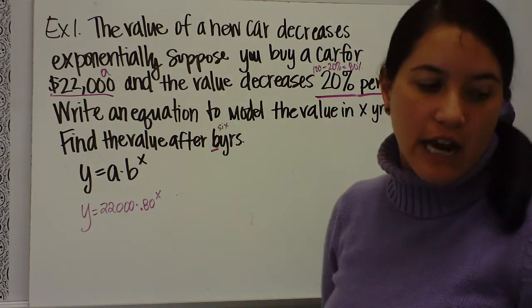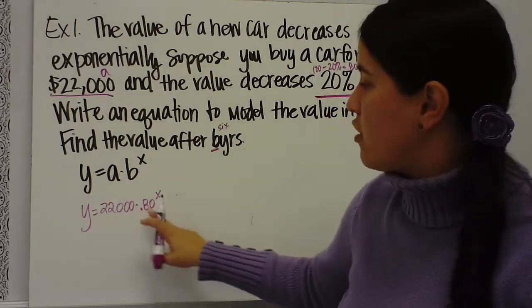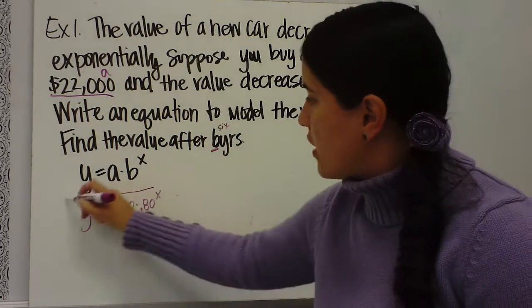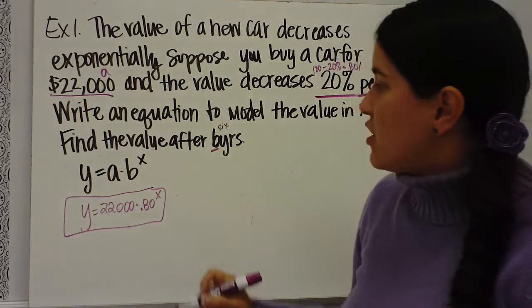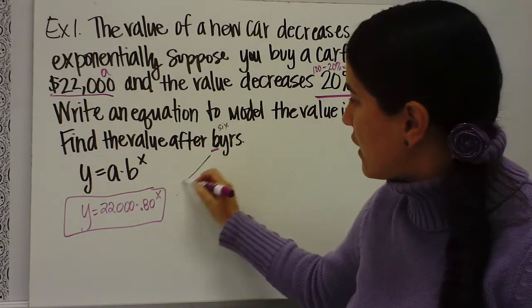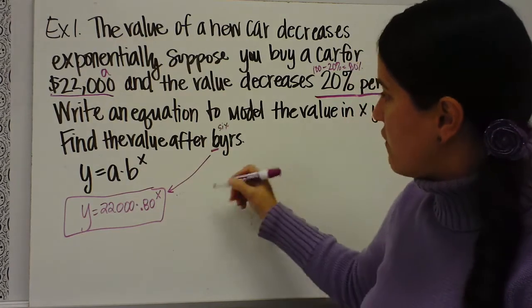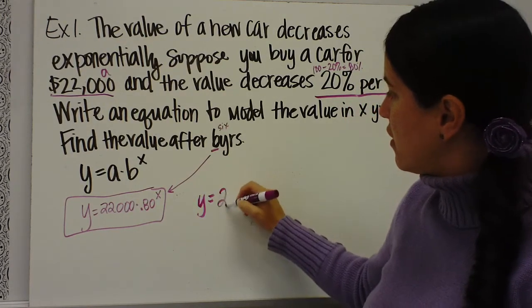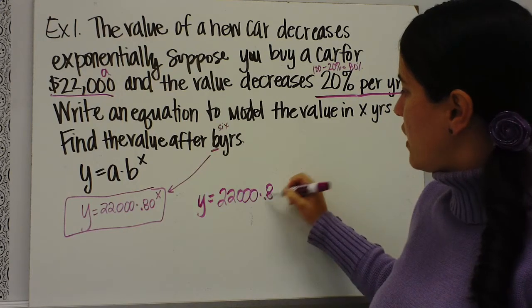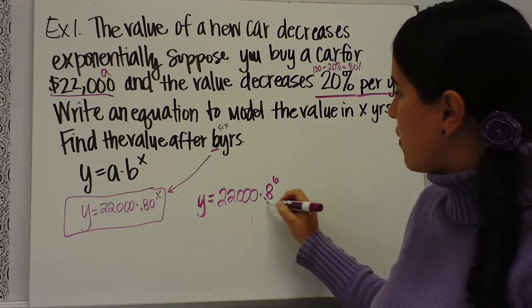All right, so there is our equation. Shows our initial amount, our base, and our value. And here would be your equation. To get the value after 6 years, you would plug a 6 in for X. So to find that value, it would be 22,000 times 0.8 to the 6th power.